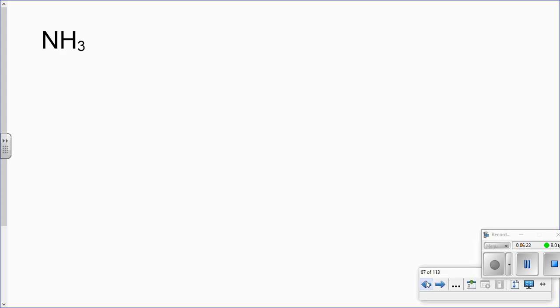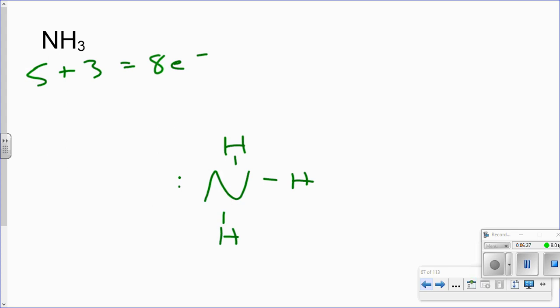Try this one. Nitrogen's in group 15, that has 5 valence electrons. Hydrogen has 3 total valence electrons. 1 times 3 is 3, for a total of 8. Nitrogen has, I'm going to arrange it this way. I just gave nitrogen its octet. I did that slightly out of order.